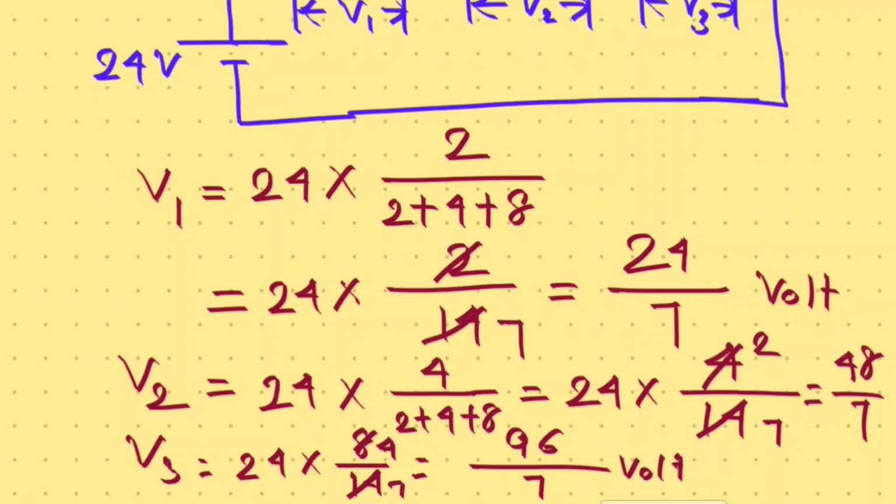So this is a simple example of the voltage divider rule. By using this, we can easily find the voltage across each resistance. This is the complete explanation of the voltage divider rule. We can apply this when we are solving big circuits. So let's understand the current divider rule.